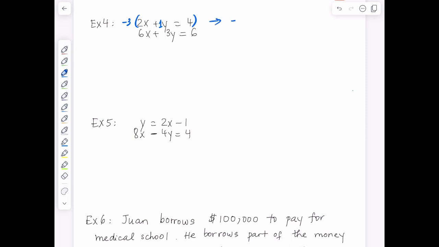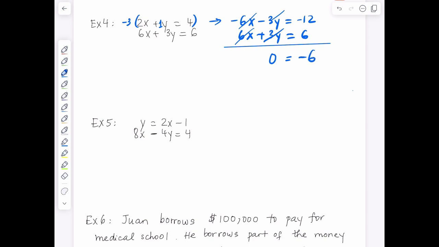So the first equation becomes negative 6x minus 3y is equal to negative 12. And the second equation will stay the same. Now, when you add the two equations, negative 3y and 3y will cancel, as you can see. It gives you 0. Now, I did mention that this is a special scenario. Watch how the variable x also cancels out. So in the end, the left side of the equation will end up with 0, while the right side, negative 12 plus 6, will give you negative 6.